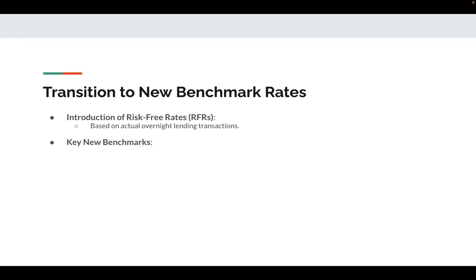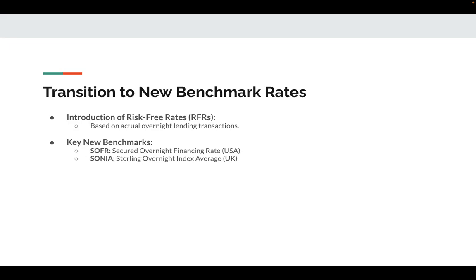The new benchmark rate that has evolved after LIBOR is, so far, the Secured Overnight Financing Rate. This is used in the US. It is based on overnight loans collateralized by US Treasury securities, and it has a very high transaction volume, around $1 trillion of daily transactions. So it has created a bit more trust and robustness in the systems.